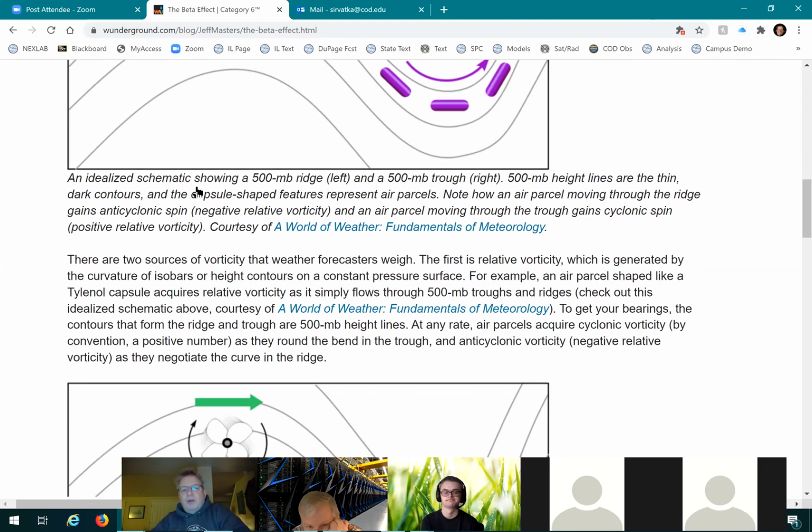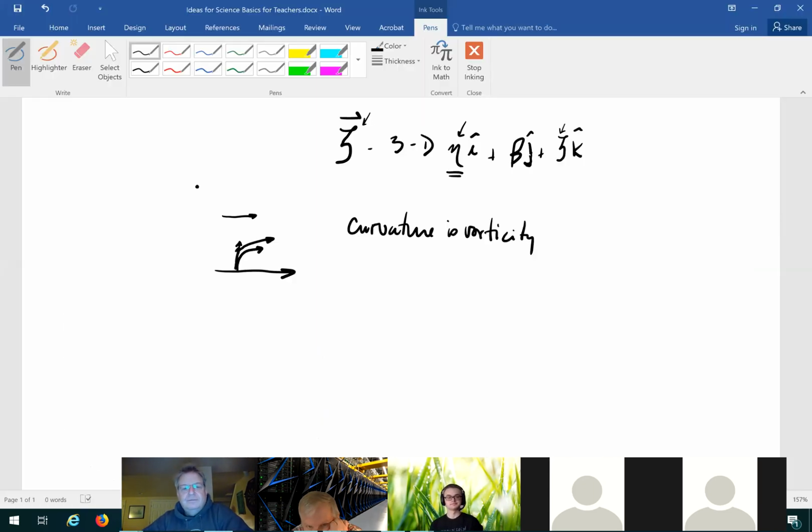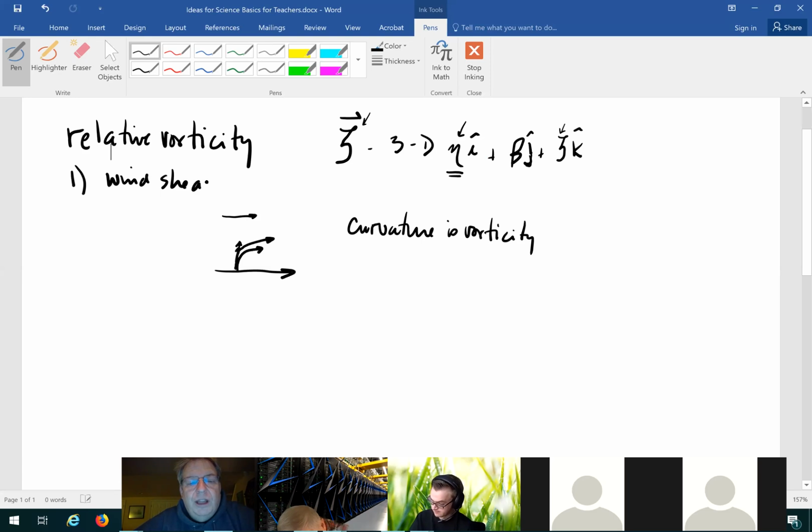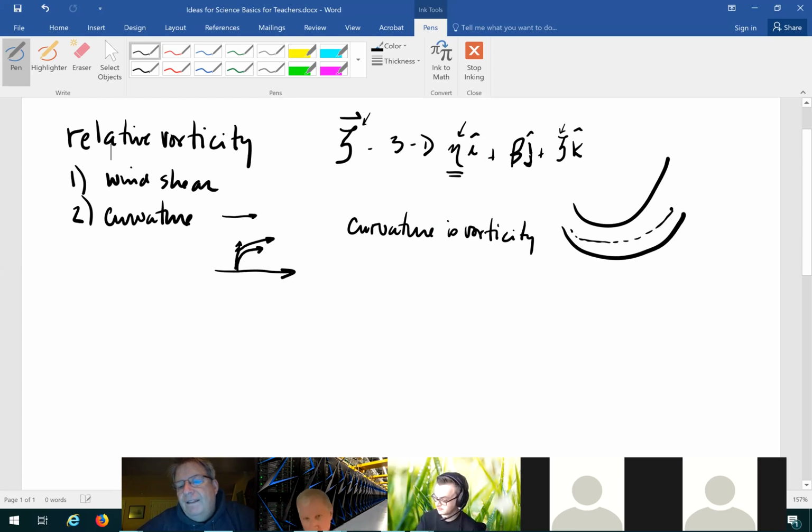By the way, I want to point this out to you so that your notes are better. We have something known as relative vorticity. And I think we've done this in forecasting. Relative vorticity results from wind shear, which is what we've done all morning, and curvature. In other words, if there was a pressure gradient and the air was forced to go around the pressure gradient, that's curvature. You're generating vorticity in the curved flow based on the pressure gradient.